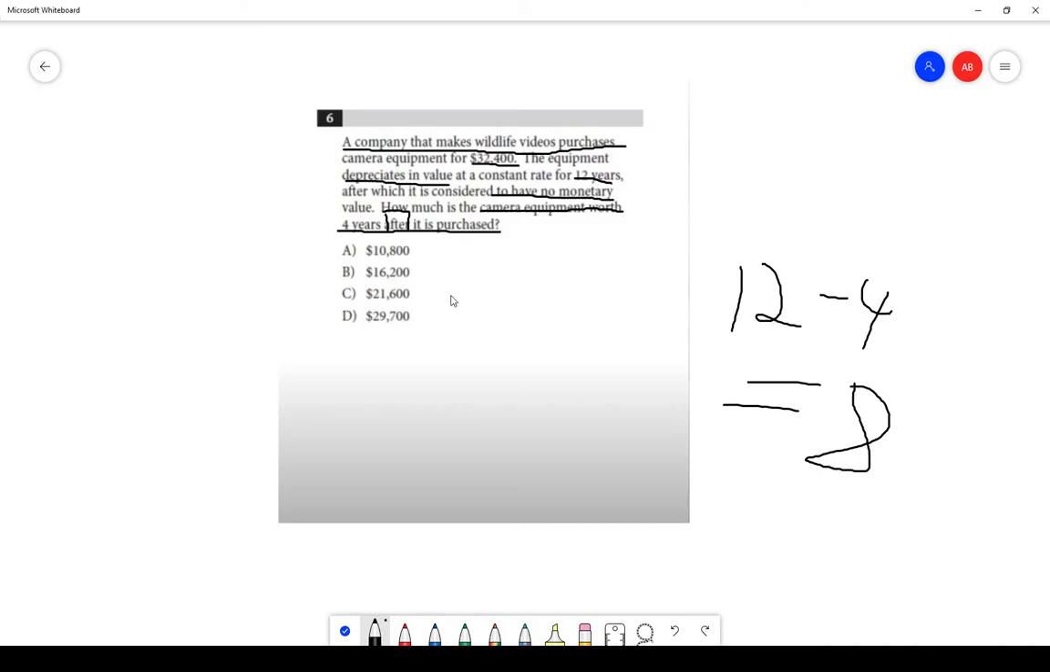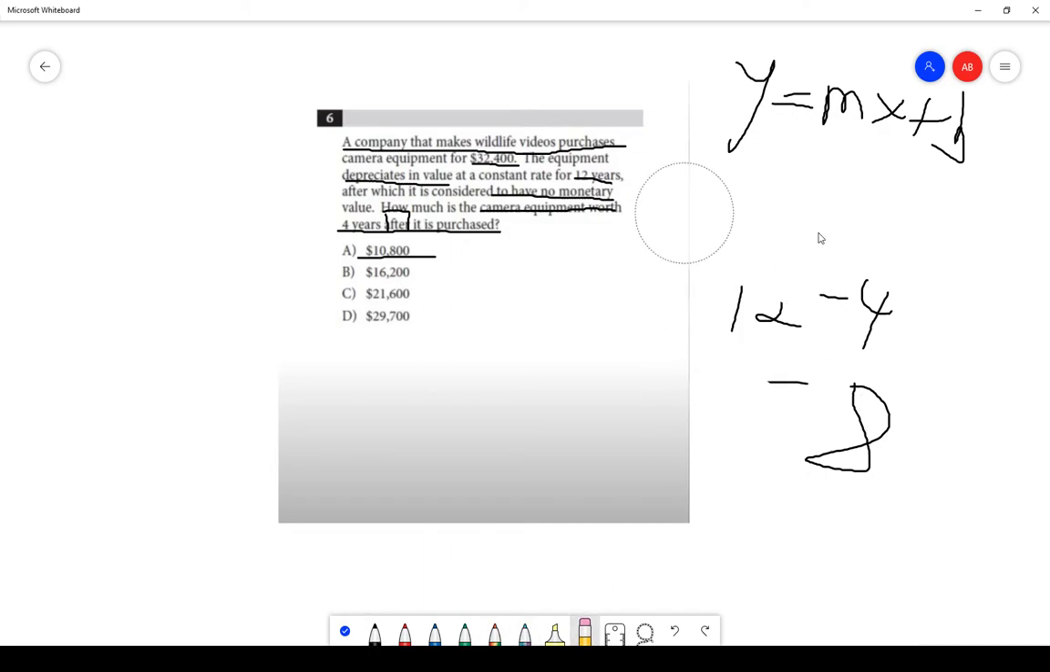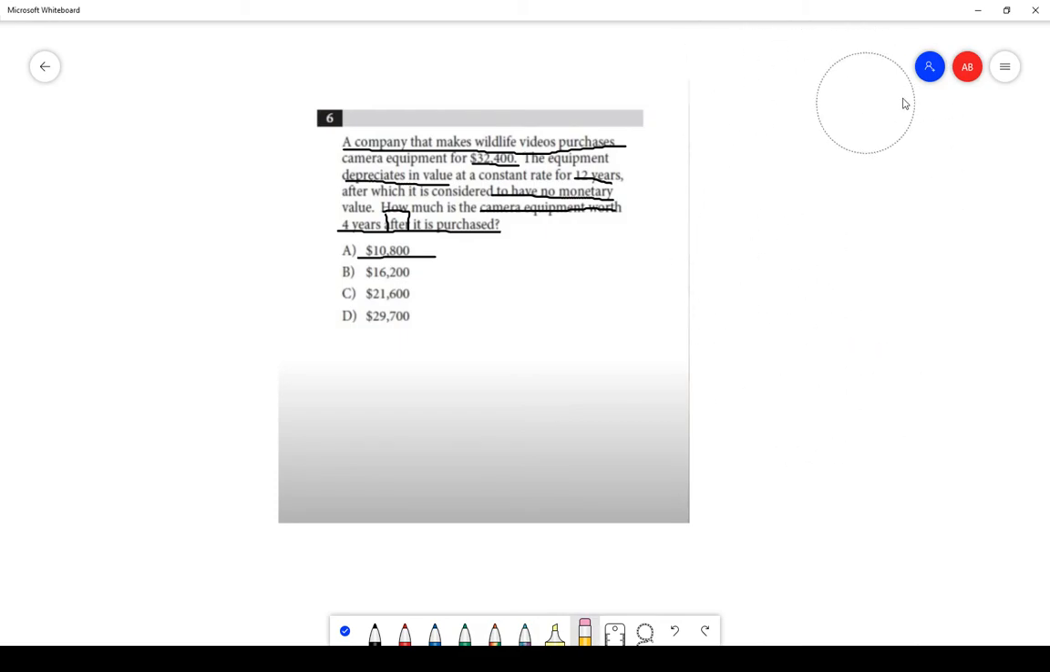It's actually worth $10,800 after 8 years, since its slope, if you put this in y equals mx plus b form, is actually negative. So what you have to do is actually get the value 4 years after it is purchased.